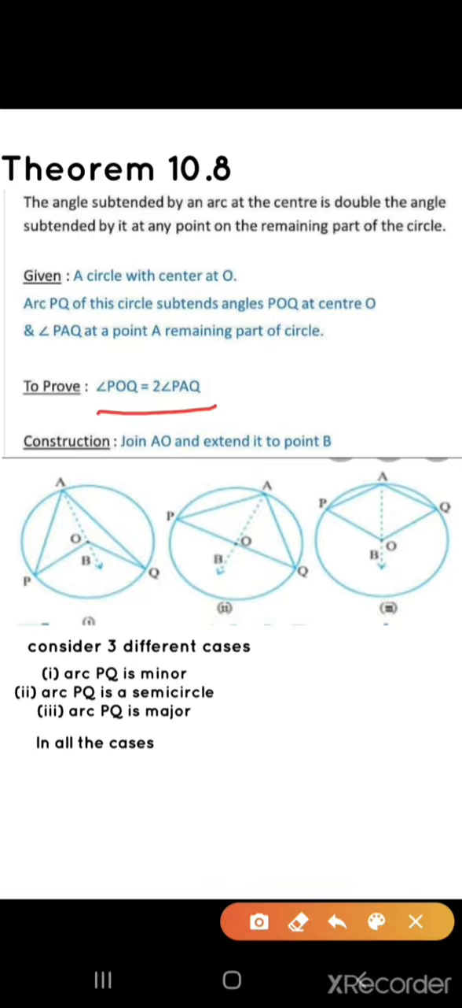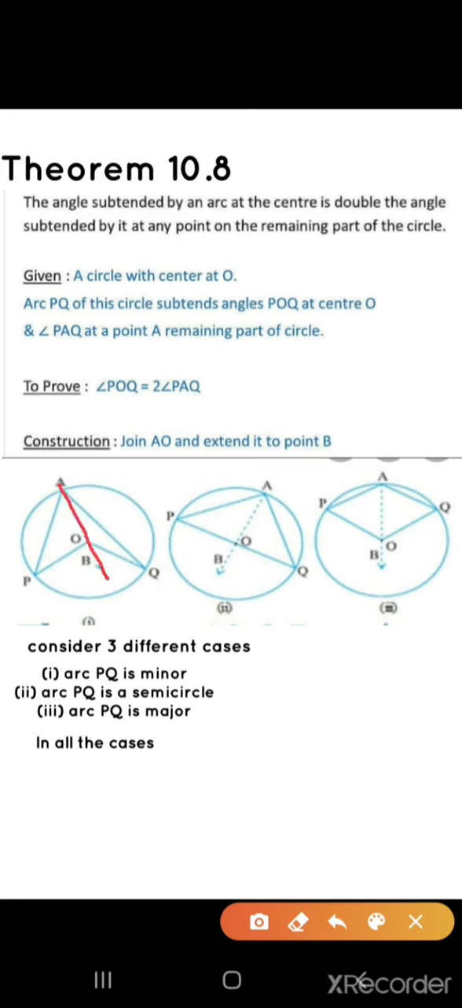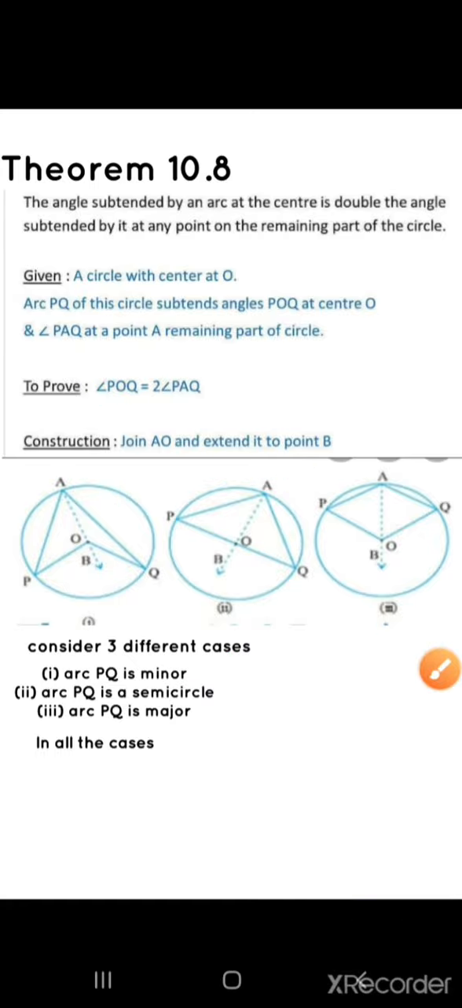For proving this result, we have to do a construction, that is, join AO and extend it to the point B. This is a dotted line. So here 3 major cases arise. First case, arc PQ is minor. Second, arc PQ is a semicircle. Third, arc PQ is major. In all these 3 cases, we have to prove angle POQ equal to 2 times angle PAQ.